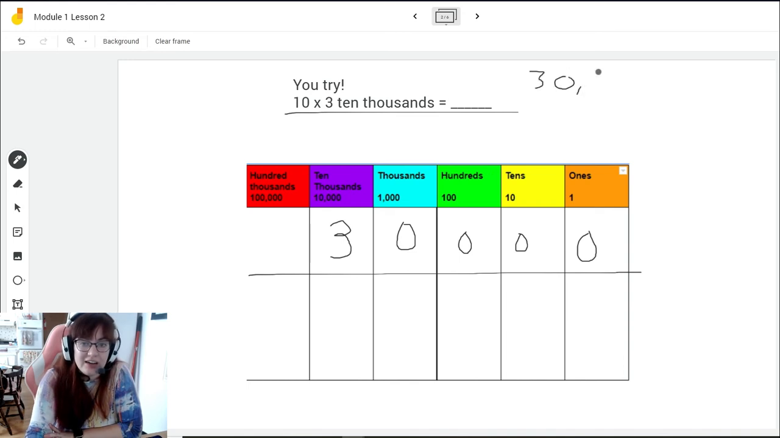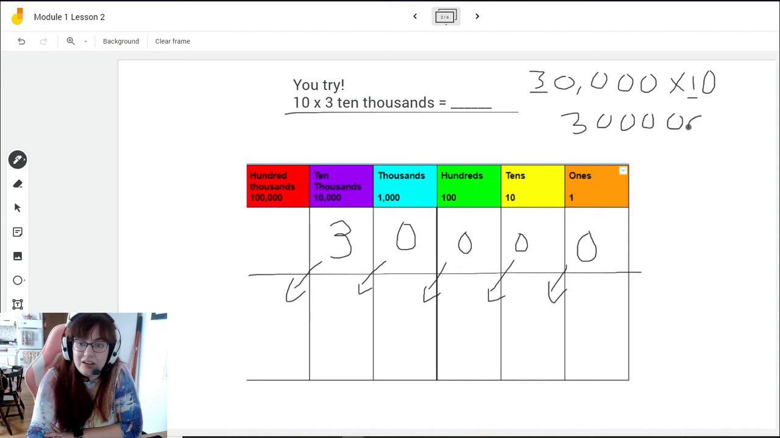So I have 30,000 right now, and I am multiplying 30,000 by 10. So everything is shifting over to the left one space on my place value chart, just like this. What's happening is that I can think of this as 3 times 1, which is 3, and then I have 1, 2, 3, 4, 5 zeros that I need to add on now since I'm multiplying it by 10, because 300,000 is 10 times greater than 30,000. So we show that just like this.